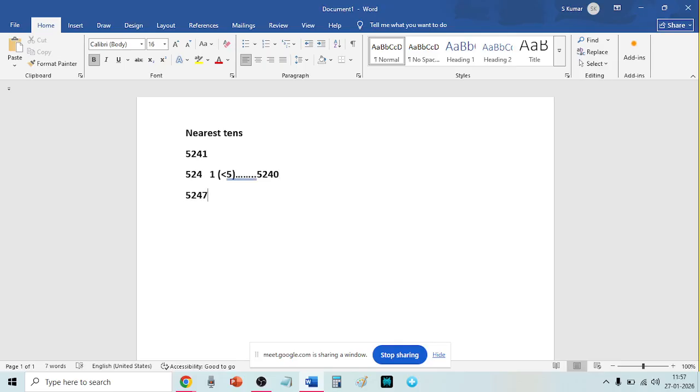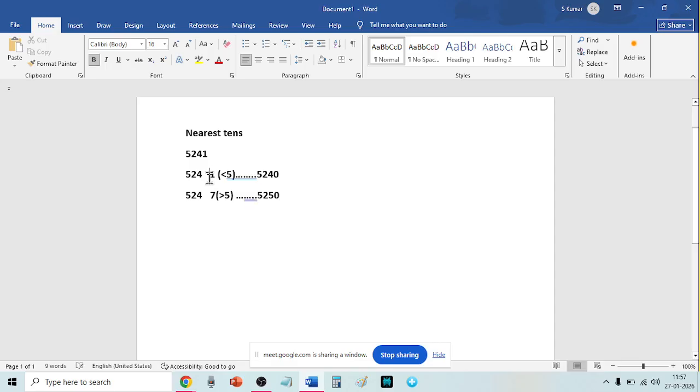But if it is 5247, then the last digit is 7. Not last digit, because you need only up to the tens. Up to 4 I need. What I don't need is this one, and now it is more than 5. So you will change 524 to 525, and then the rejected one, of course, 0.